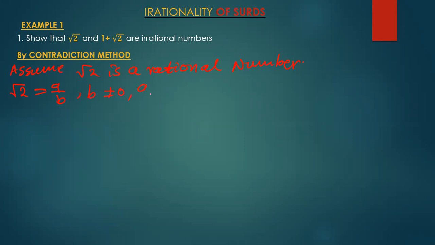And we know that A and B are supposed to be members of what? Integers. And apart from that, A and B are supposed to be what? Co-prime factors. What do we mean when we say co-prime factors? It means that the fraction is in its lowest term, meaning there shouldn't be any number that goes into both A and B. So this is our assumption.